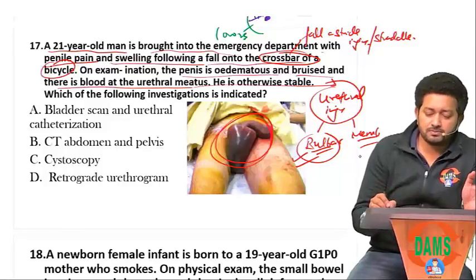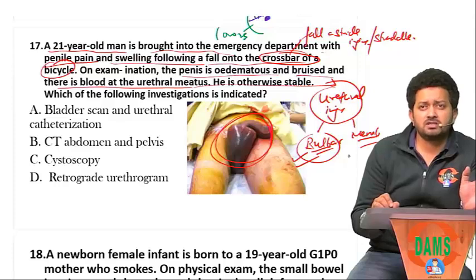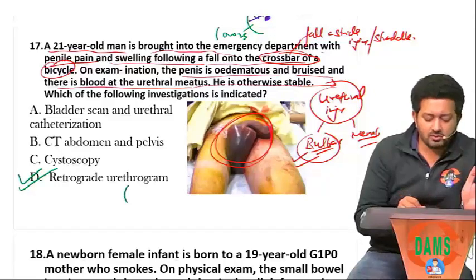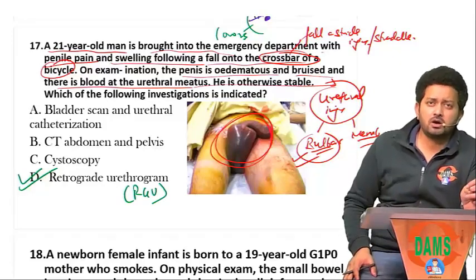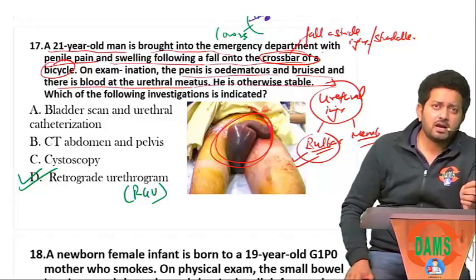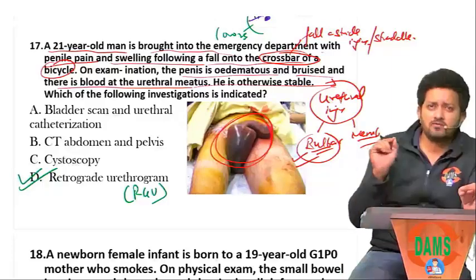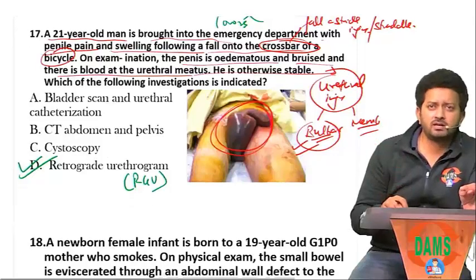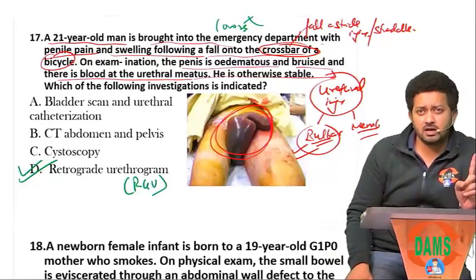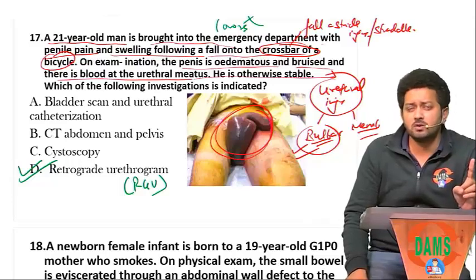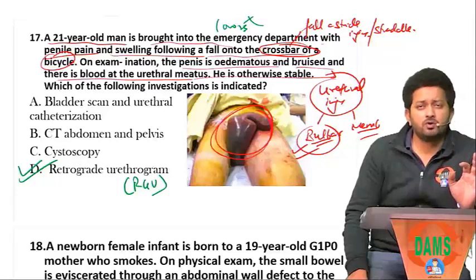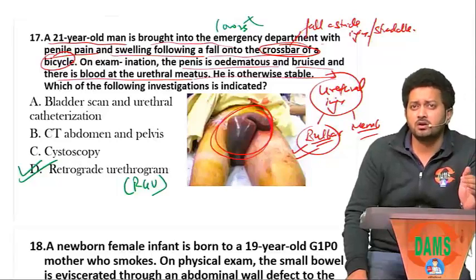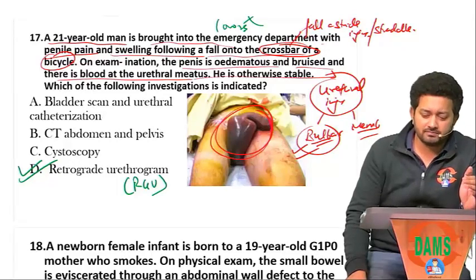Okay, so whether it is bulbar or membranous, the initial treatment is, remember, don't put a Foley's catheter. Go for a retrograde urethrogram or RGU. This will tell you where the injury is and whether it is partial or complete. After that, in case of partial injury, you can take one gentle attempt of putting a Foley's catheter by an experienced person, one single attempt. If it is going easily without any resistance, you can put it. Otherwise, don't put a Foley's catheter, go for a suprapubic catheterization and later on do a urethroplasty.